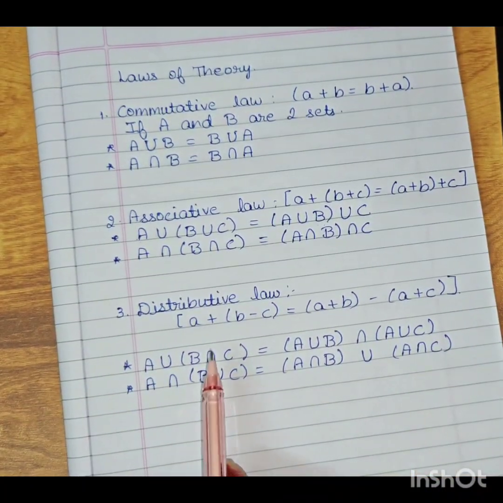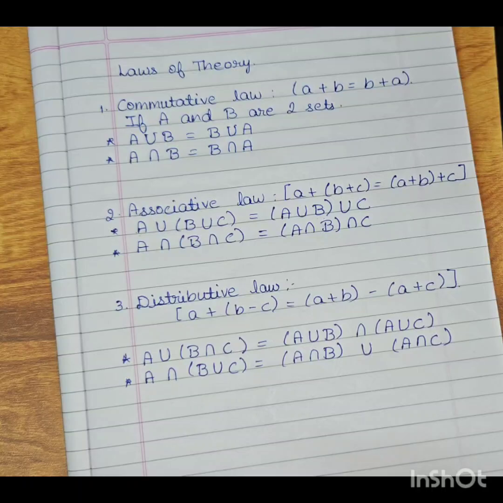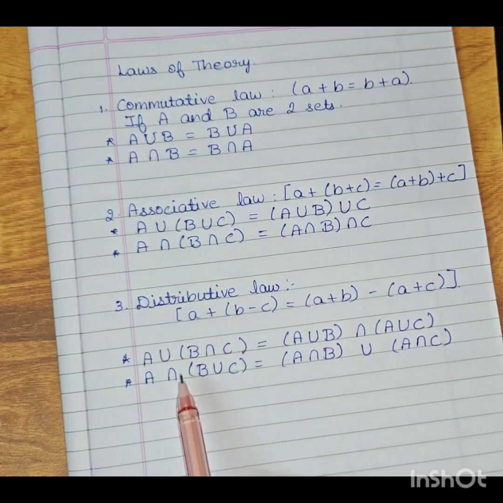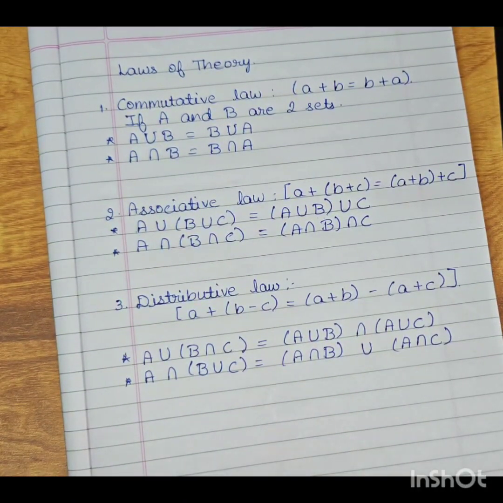Did you understand? These are the three laws which you have already learnt in your lower classes. One is commutative law, associative law, distributive law. In the same way, it is even for set theory. So you can understand these three easily.